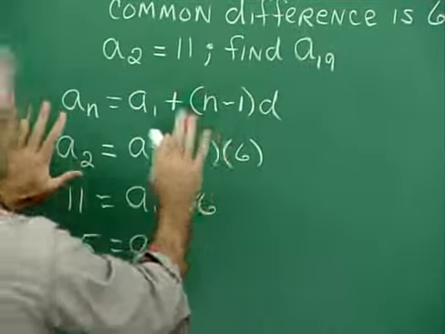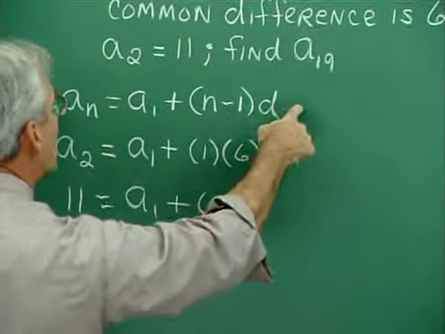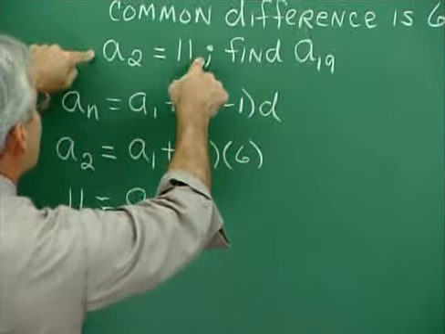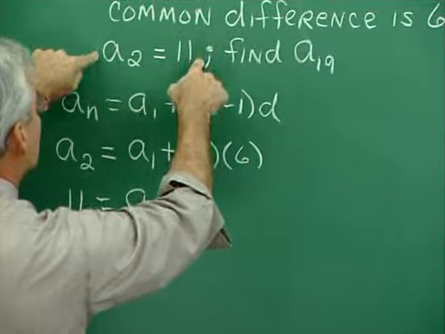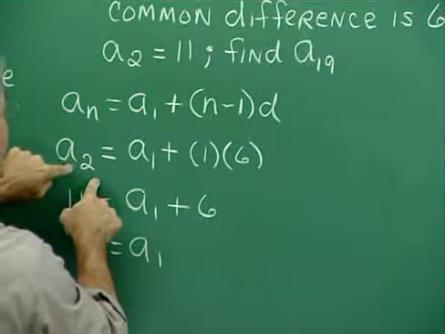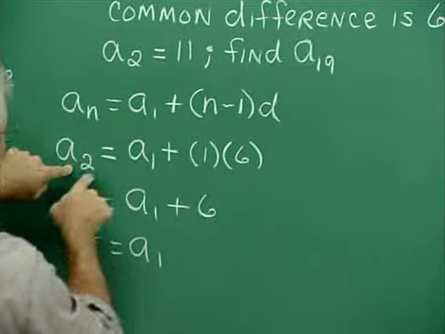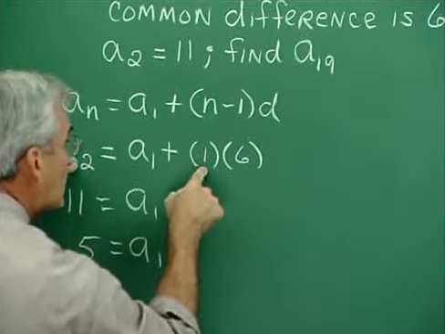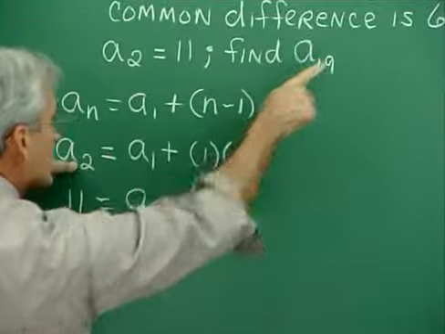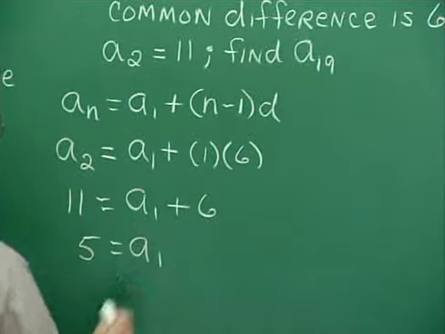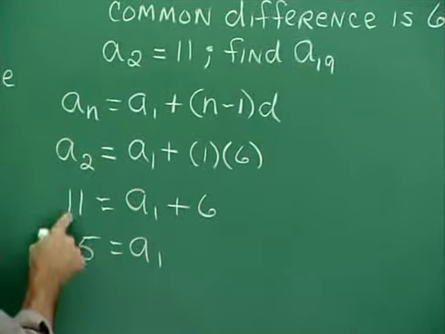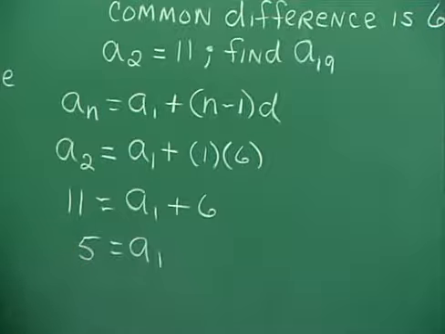Now, again, notice what we did. We took the very general model, and we put in information that a sub 2 is equal to 11. A sub 2 is equal to a sub 1 plus n minus 1. The n minus 1 is this 2 minus 1 to give this 1. And then the common difference was given as 6, and then away we go to find the value of a sub 1. We had to make that substitution for 11 here, though, don't forget.